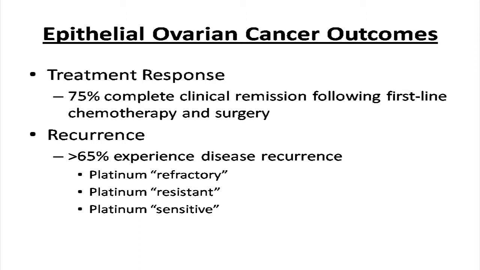When disease recurs, patients are either considered platinum refractory, platinum resistant, or platinum sensitive. And that is based on the time from completion of primary therapy to the time of recurrence, where the patients that recur while on therapy are considered refractory, and patients that recur within 6 months of completing primary therapy are resistant, and patients who recur beyond 6 months after completing their chemotherapy are considered platinum sensitive.